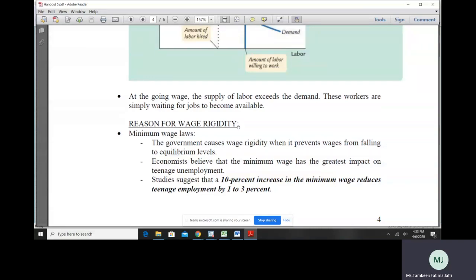Since our book is an American textbook, teenage employment is mentioned here, but teenagers are assumed to be unskilled workers, so you can exchange teenage employment with the employment of unskilled workers.